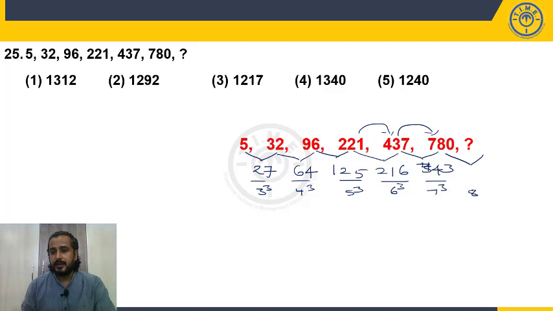So next should be 8 cube. 3, 4, 5, 6, 7 are natural numbers. After 7, the natural number is 8. 8 cube is 512. So 780 plus 512 is 1292. So 1292 will be my answer. So choice 2.